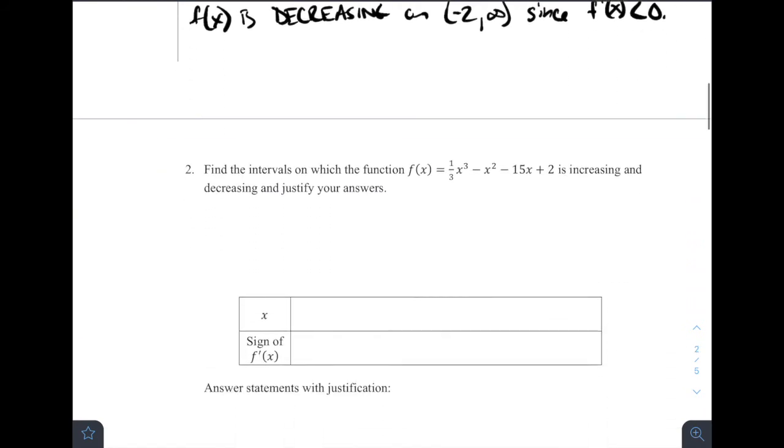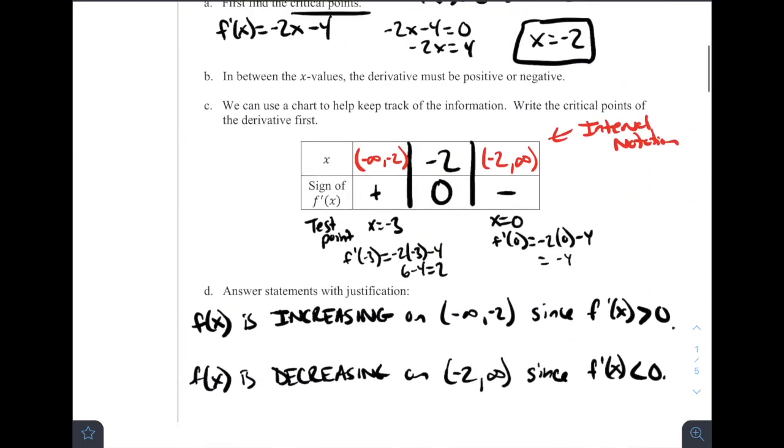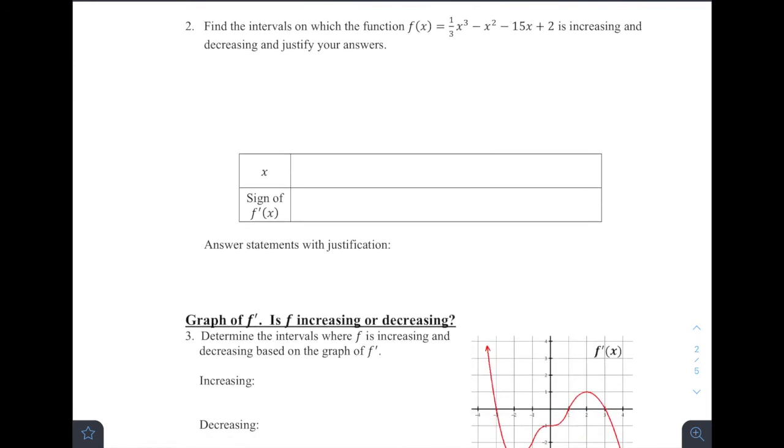Great, let's move on to number 2. Problem number 2 says to find the intervals on which the function f of x is equal to 1/3 x cubed minus x squared minus 15x plus 2 is increasing and decreasing, and justify your answers. So unlike number 1, they gave us sort of these baby steps along the way. We're going to do these same baby steps, but they're not asking for A, B, C, and D. There's no parts to this.